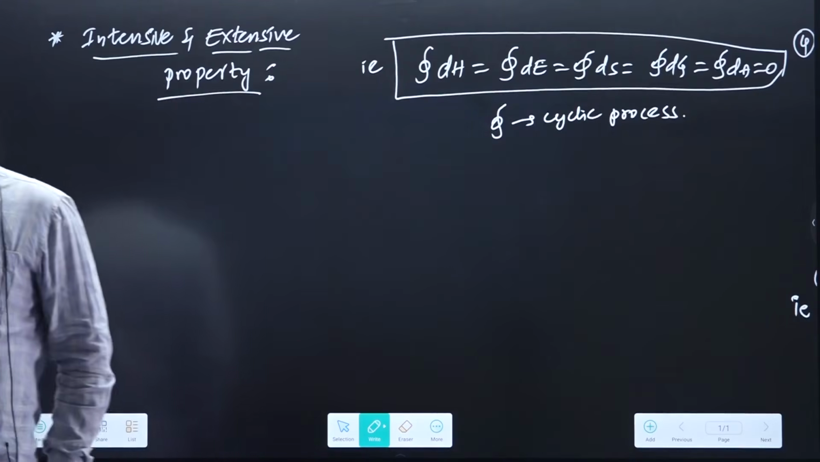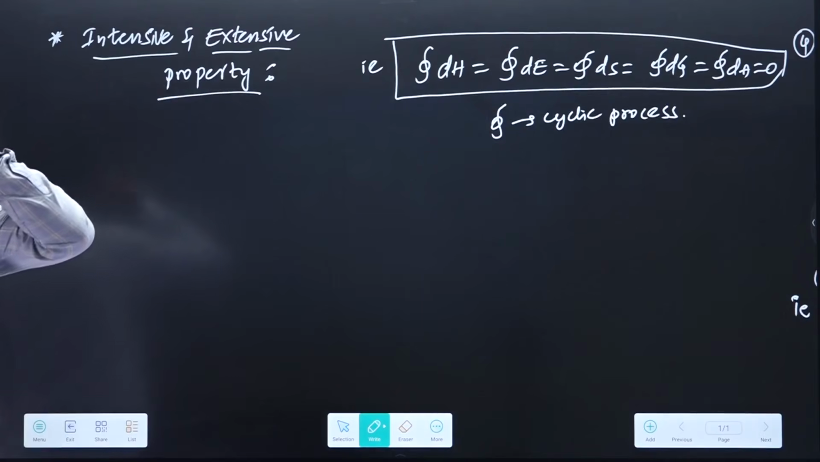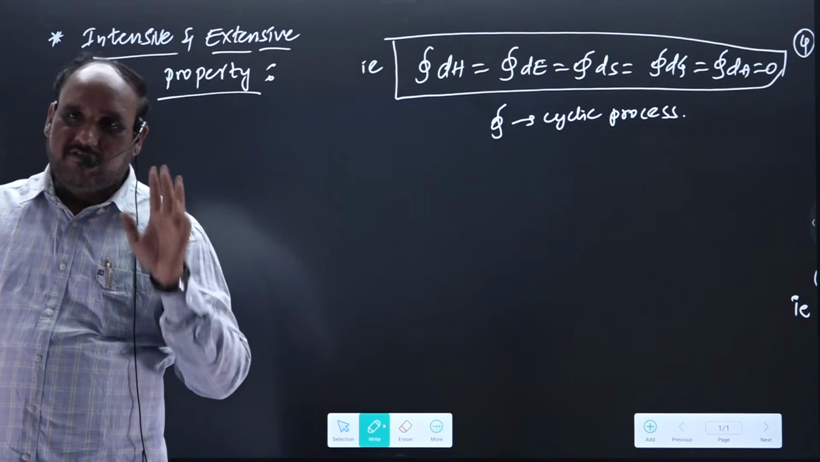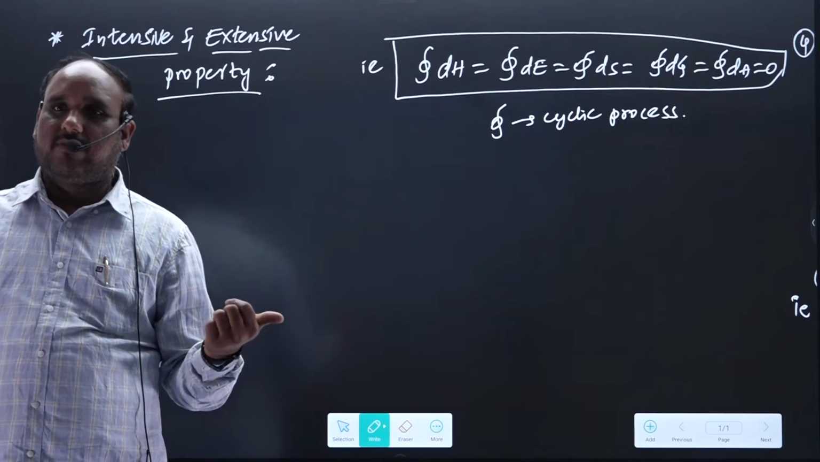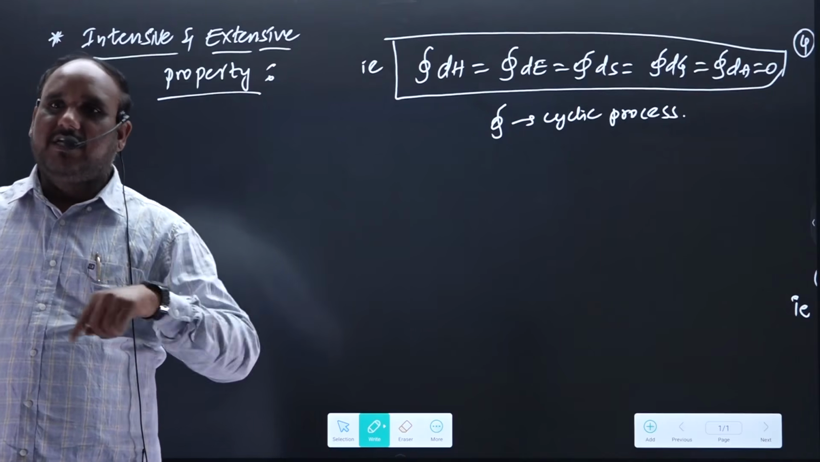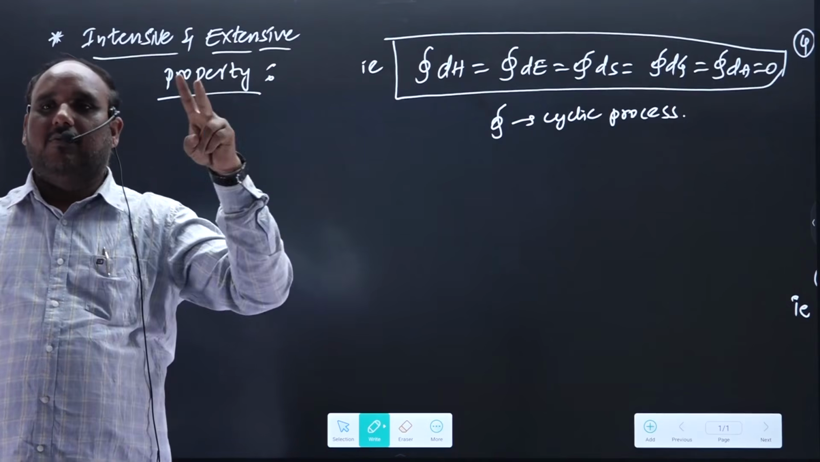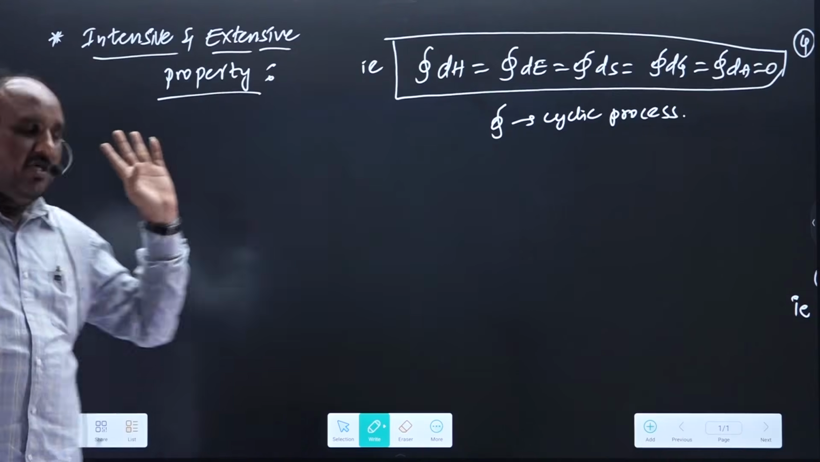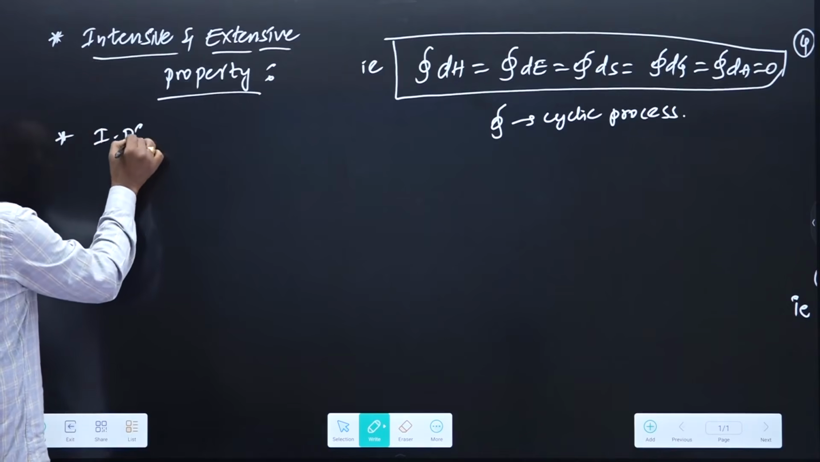Those properties are dependent on the amount of substance present in the system or not. Whatever is the property, whether it depends on the weight of the substance or the amount of the substance which is present in the system. Whether it is dependent or independent, based on that there are 2 types of properties. One is what? Intensive and extensive. Right. So first put heading intensive property.